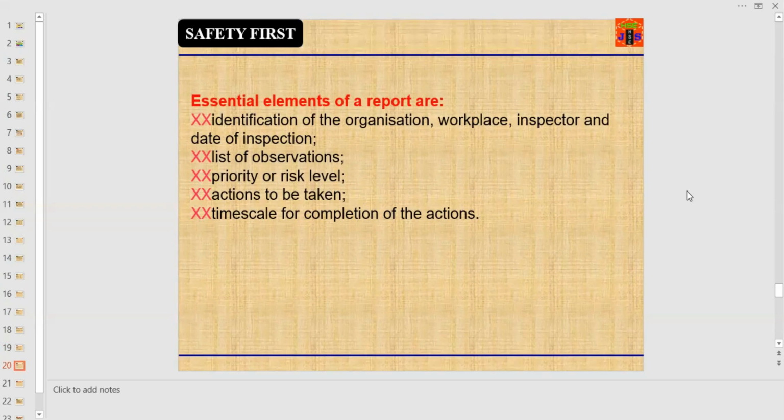Dear friends and fellows, let us discuss the essential elements of a report. Number one, identification of the organization, workplace, inspector, and the date of inspection. Number two, list of observations. Number three, priority or risk level. Number four, actions to be taken. And number five, time scale for completion of the actions. These are the minimum five requirements that must be mentioned while you are generating an HSE inspection report.